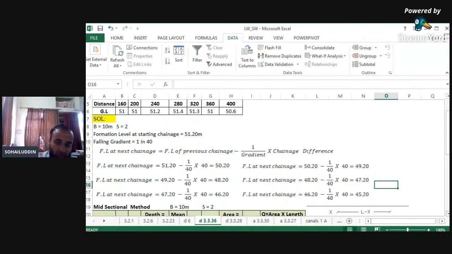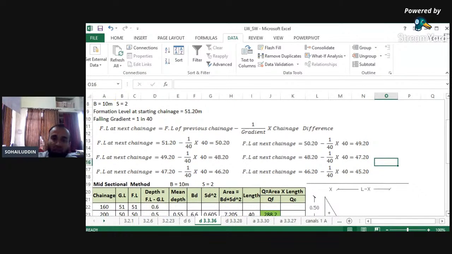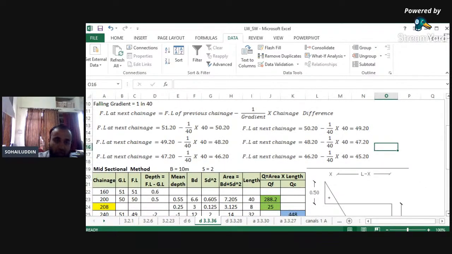falling gradient is given. That means the road is to be constructed in a steep slope. The falling gradient to be maintained is 1 in 40. So the slope to be maintained in the road. That means falling gradient means that there is a slope of 1 is to 40 in the road. There will be a steep slope related with the construction of roads.